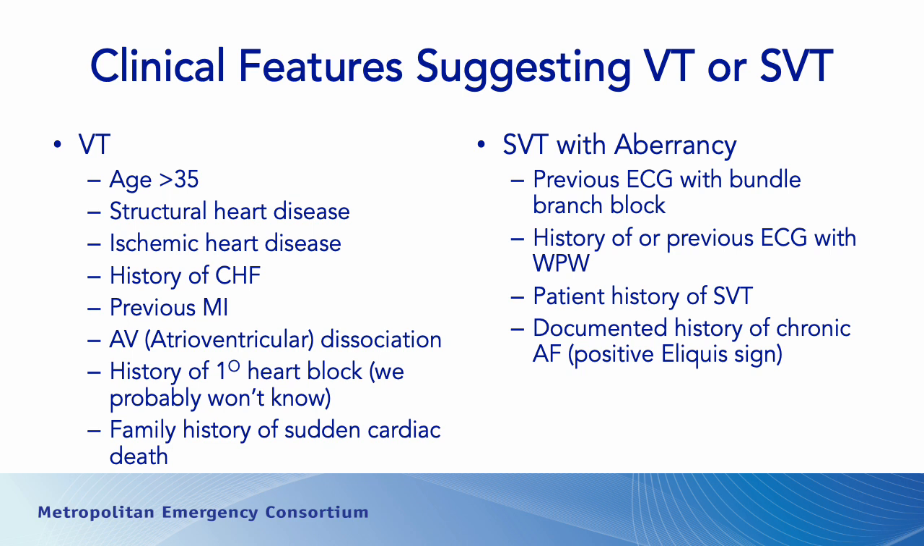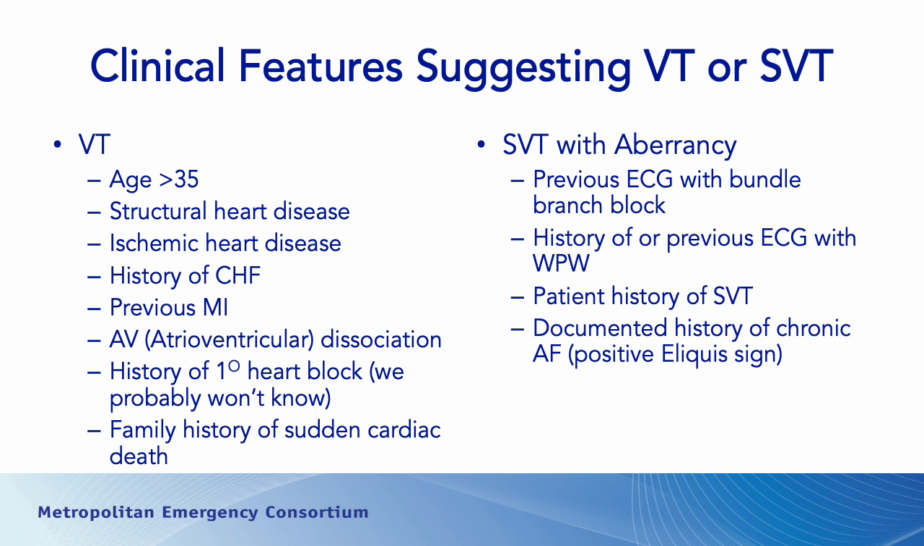If the patient also has a history of a previous electrocardiogram with Wolff-Parkinson-White, or they have a history of Wolff-Parkinson-White, you can then pretty much say this could be aberrancy. If they have anything to suggest Wolff-Parkinson-White, we can talk about that in a moment, but avoid the calcium channel blockers. If they have a history of SVT and they now have another episode, it's more likely to think they have SVT with aberrancy.